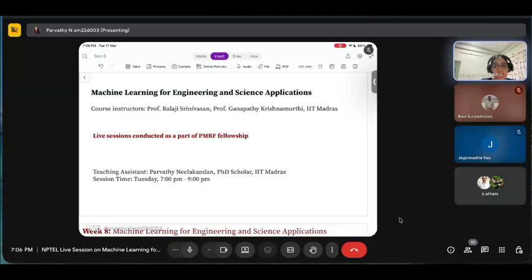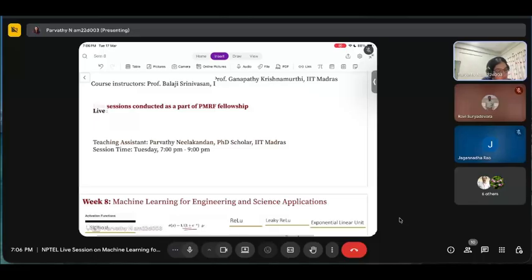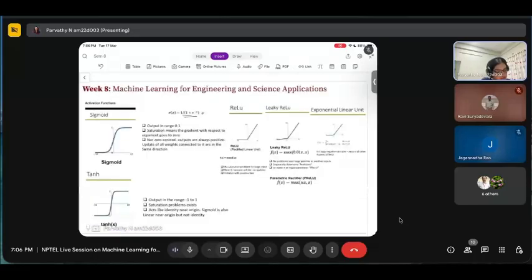Good evening. So in week 8 content, they mainly discussed activation function, what is batch normalization, why normalization is required, and then recurrent neural network, the different types. So these are the main content that are discussed in week 8. So starting with the activation function.